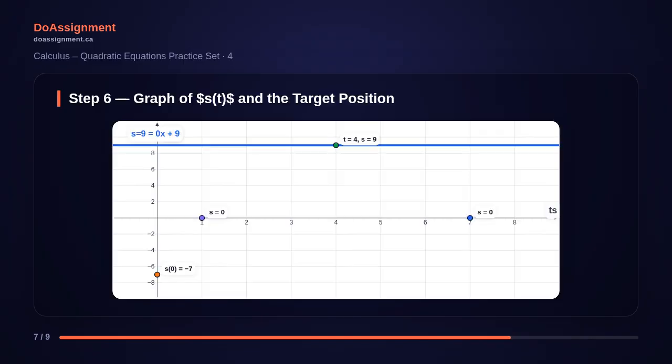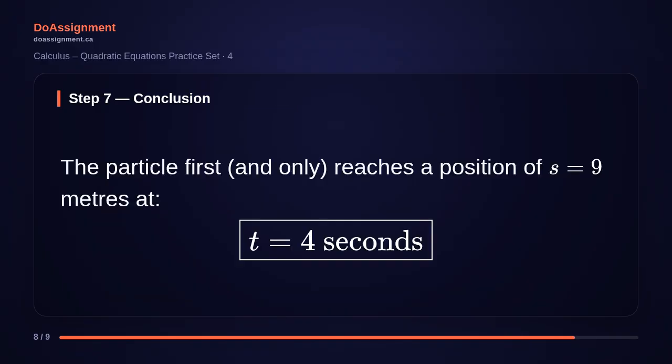The graph shows the downward opening parabola for the position function and a horizontal line at s = 9. They meet at exactly the point t = 4, confirming there is only one solution. Therefore, the particle first reaches a position of 9 meters at t = 4 seconds.